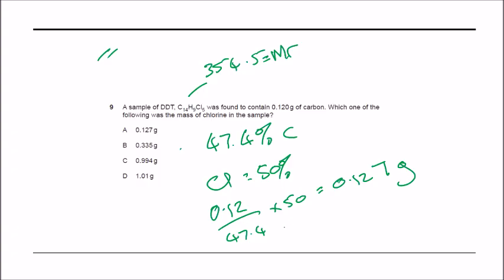So therefore I worked out that 0.12 must be equal to 47.4%. So I divided it by 47.4% to essentially work out the mass of what 1% is. I multiplied that by 50 to work out what the mass of 50% would be, made up by the chlorine, and the answer is 0.127. Well done if you got that right.